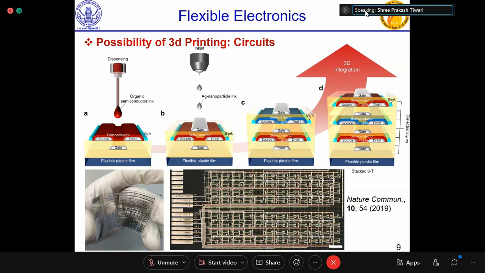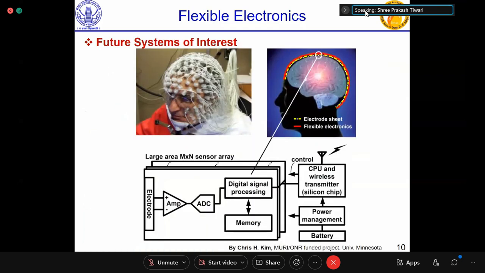circuits were demonstrated by 3D printing, and you can see this picture where source, drain, gate, semiconductor, everything were printed on flexible plastic film and stacked in like 3 layers of transistors. Now this also saves you area, but then this gives you functionality, the capability of multi-layer printing. So this, again, adds a new feature to flexible electronics.